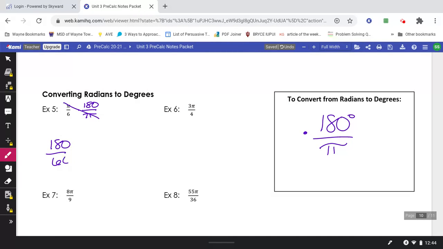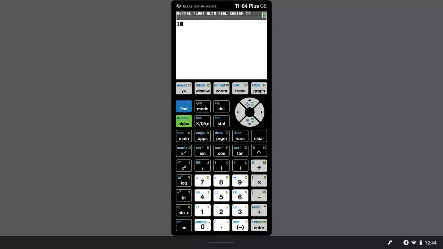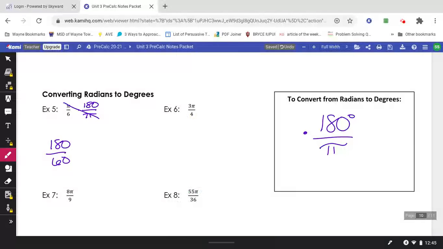leaving you 180 over 60. And then you could just divide that out in your calculator. 180 divided by 60. It's not going to get you a fraction. It's going to get you just a whole number. Sorry, 180 over 6. My bad. 180 over 6 gets you 30 degrees. Wrote 60, I meant 6. Sorry about that. 30 degrees.